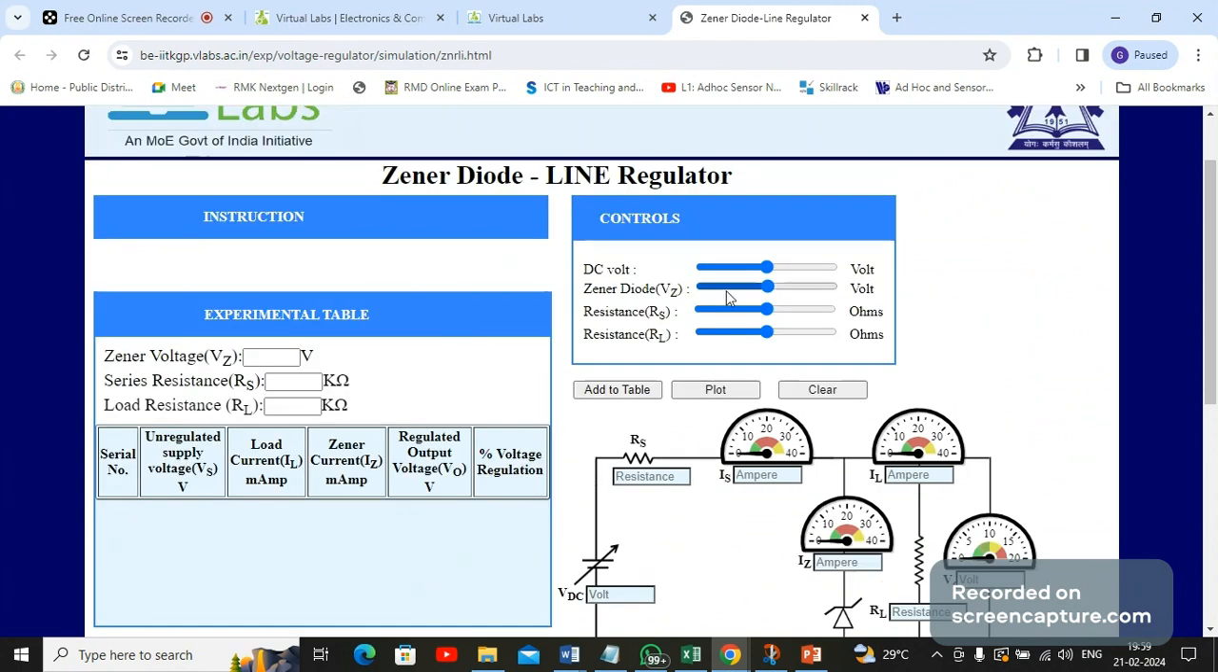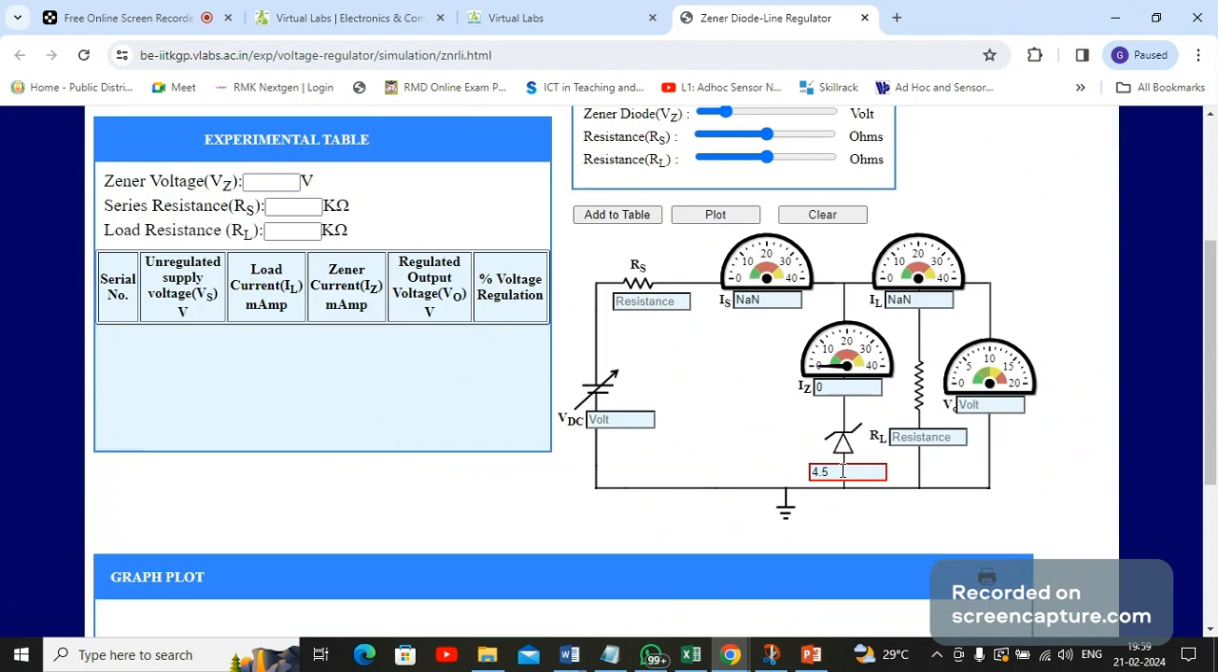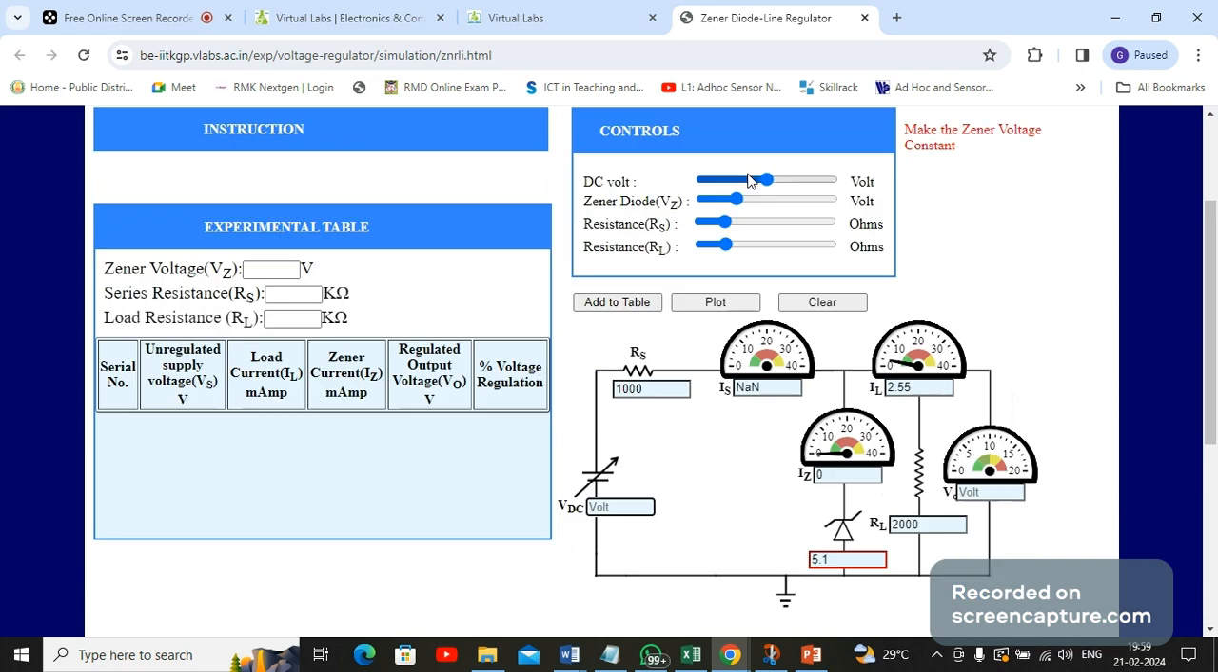Now, let me set this Zener voltage. You could see the variations here. Just vary this knob and make it 5.1. I'm also setting this RS resistance to nearly 1K, and I'm setting the load resistance to 2K. Okay, I have set this. Now we are going to vary the DC voltage. Let it be at 0 volt. So the first value is taken.